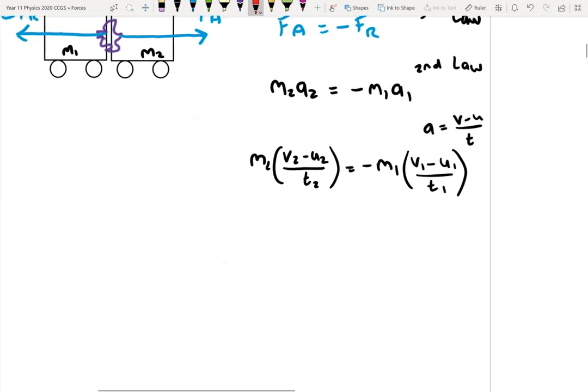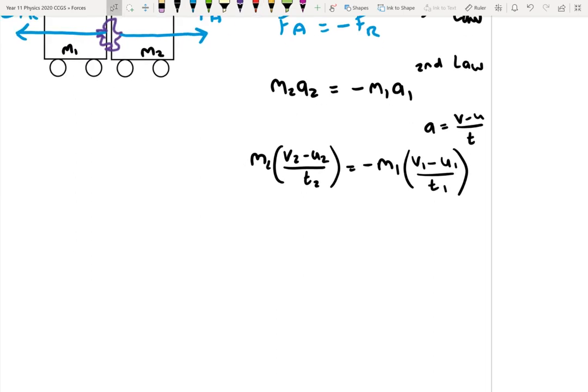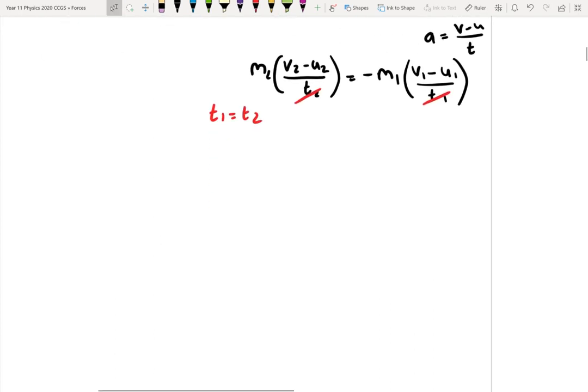It looks like it's getting nastier, but what we can say is that the two time intervals must be equal. Cart 1 is touching cart 2 in the same time interval that cart 2 is touching cart 1. It's the same time, and so we can cancel out our times. T1 equals T2, cancel. Then let's just simplify it a little bit further. V2 minus U2. That should have been a U there, U2. There we go, that's a little bit better.